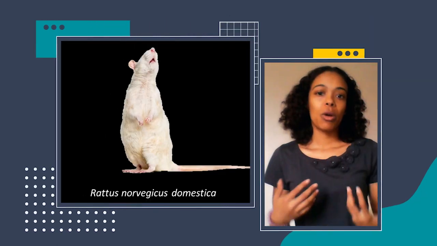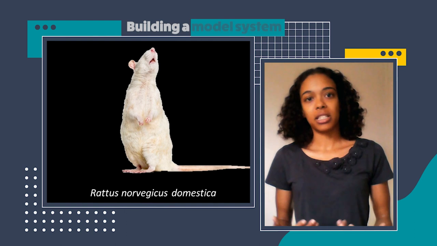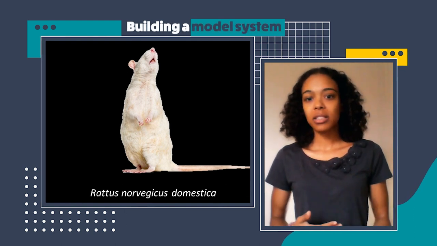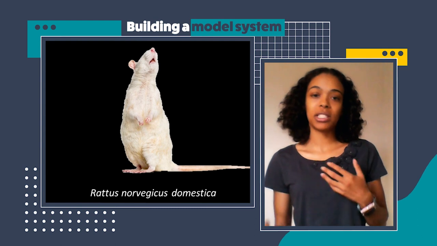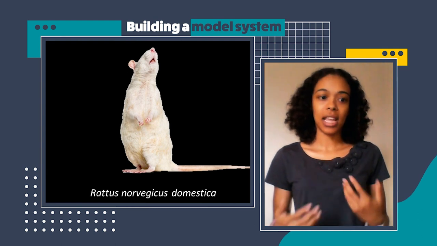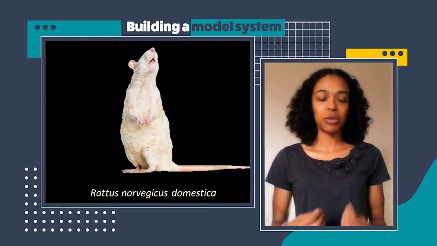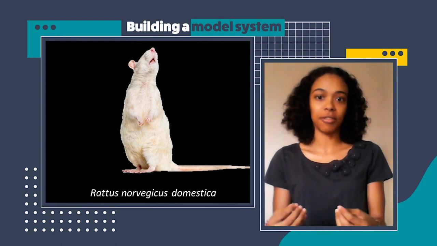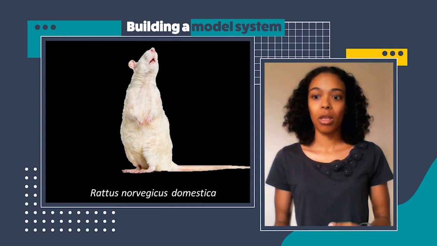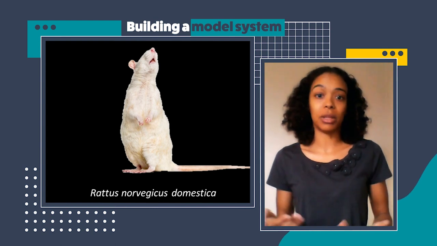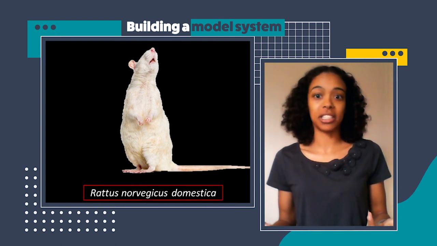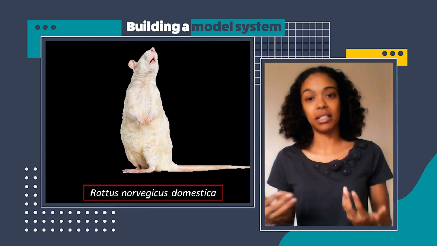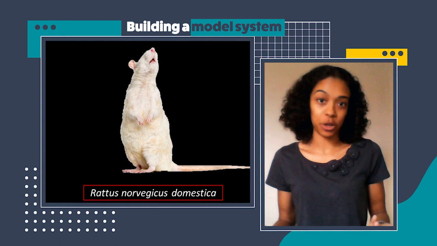So, what we're interested in doing with these bacteria is forming what's called a model system. Model systems are very useful tools for simplifying a problem and taking it to the lab and doing experiments with it that we can then extrapolate to a different, more complex system. One that you may be familiar with is the common lab rat, Rattus norvegicus domestica, which we use as a model for understanding diseases in humans, as well as understanding rats.